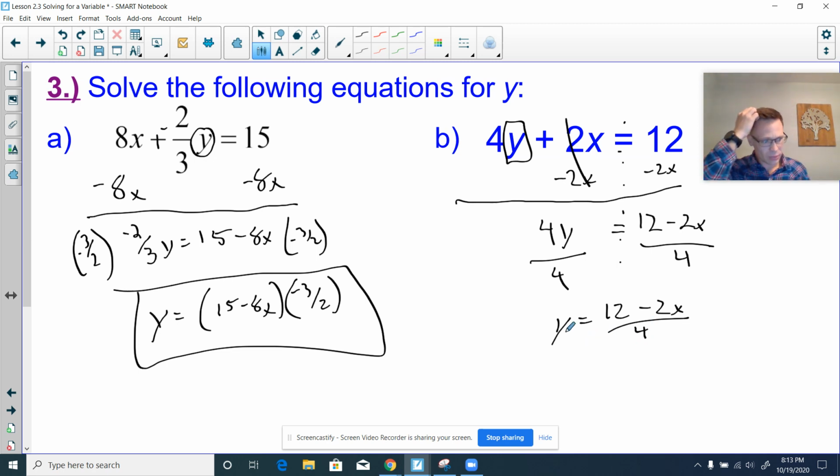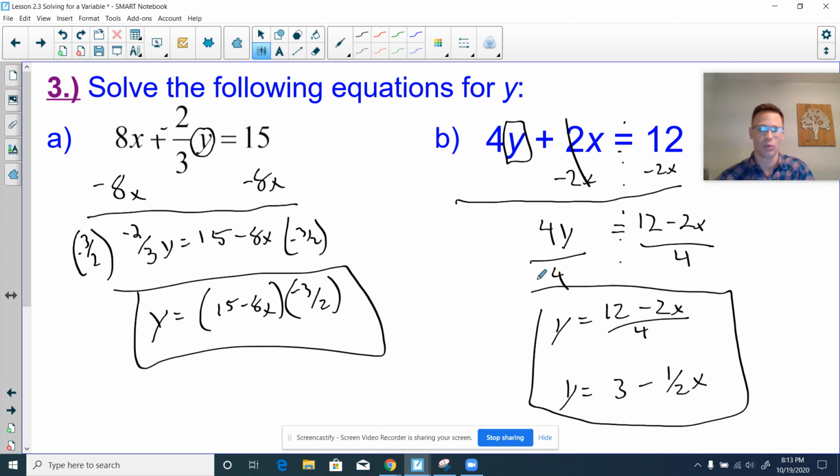Okay? So, again, this could be simplified, right? But you'd want to do both. And so this also could be simplified to 12 divided by 4 is 3. And then this could simplify to 1/2, so minus 1/2 x. Those are the same exact expressions, but for our purposes, both these answers would be acceptable.